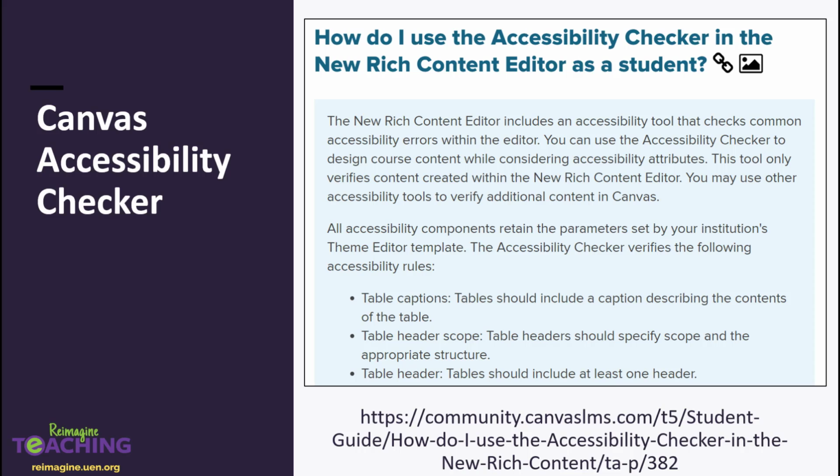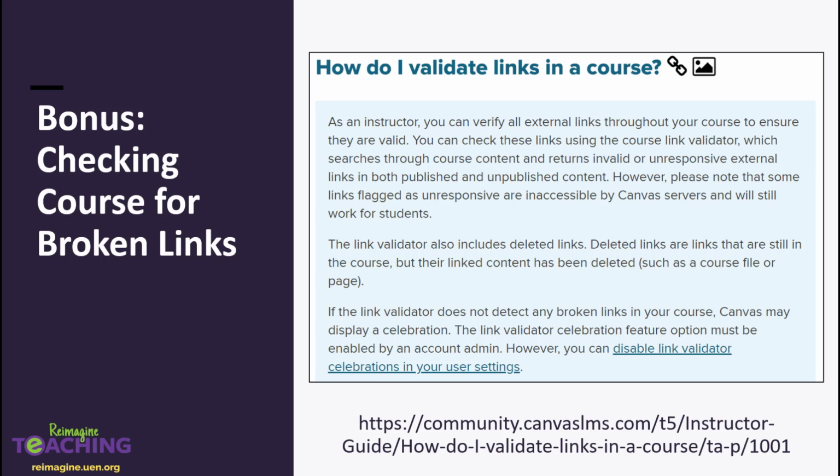More information about the Canvas Accessibility Checker is available on the Canvas community site. And as a bonus, there's a way to check your course for broken links. So there is also more information and documentation on the Canvas community site that allows you to verify that all external links throughout your course are actually valid.